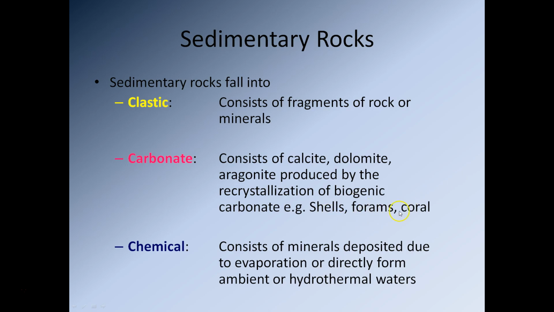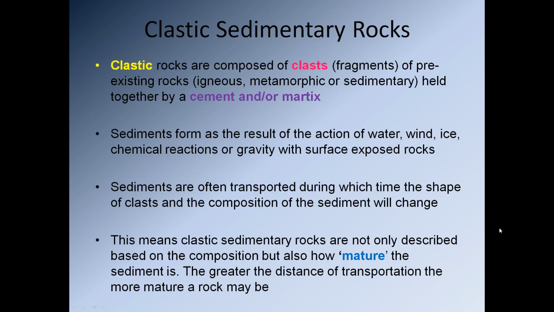That's shells, bits of animal shell like forams, microfossils, corals, but also they consist of carbonate precipitated directly from seawater onto the bodies of organisms. So that's a passive crystallization onto the bodies of organisms. And then we have chemical sedimentary rocks. Those are sedimentary rocks that consist of minerals deposited due to evaporation or directly from ambient or hydrothermal waters.